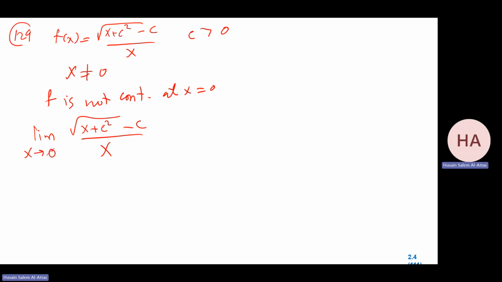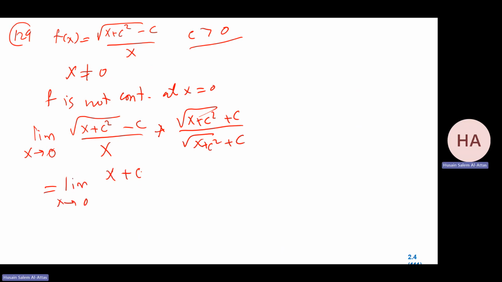If you substitute, you have what? Because c is positive, you have c minus c, that will be the absolute value of c, which is c, so 0 over 0. So I need to rationalize it. That will give me the limit as x goes to 0 of x plus c squared minus c squared over x times the square root of x plus c squared plus c. That will be cancelled, and also x cancelled with x. That gives me 1 over 2c.